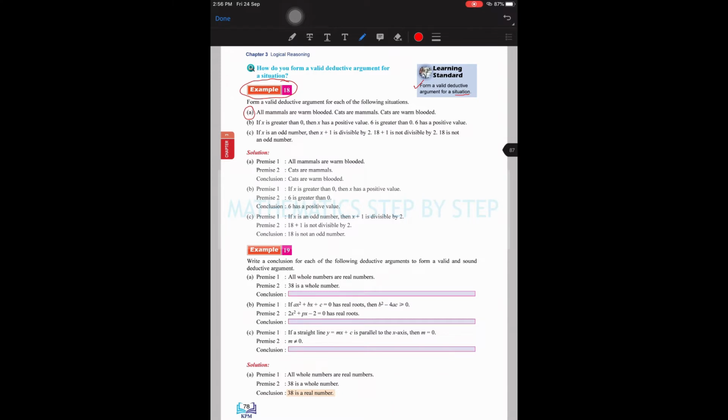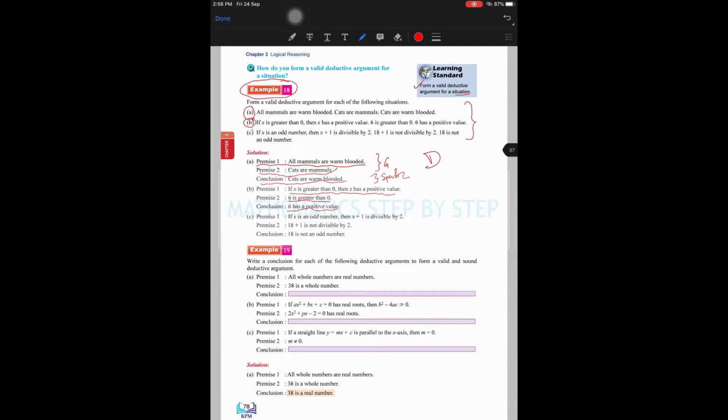So this is a very easy example, okay? We just put it in the form of premise 1, then premise 2, followed by the conclusion made, okay? So we can see that this is general, then this is specific, okay? So yeah, it is a deductive argument, okay? So again, for part B, if x is greater than 0, then x has a positive value. This is premise 1. Then premise 2, 6 is greater than 0, then followed by the conclusion, okay? 6 has a positive value.